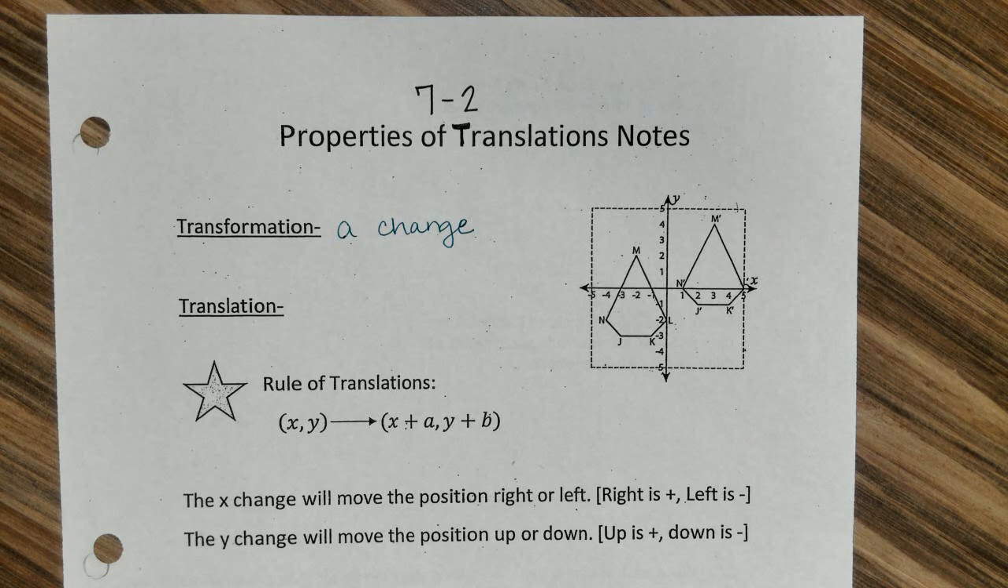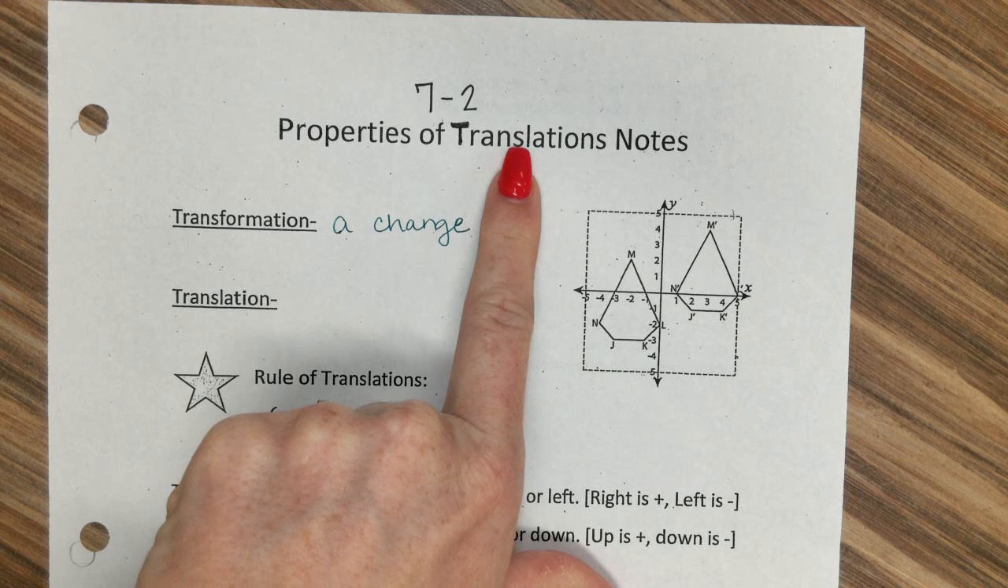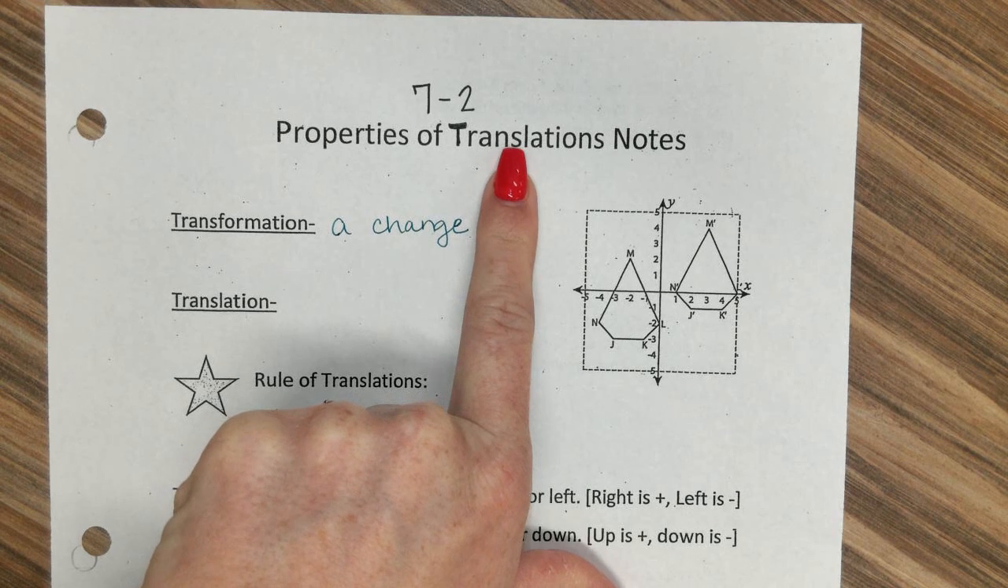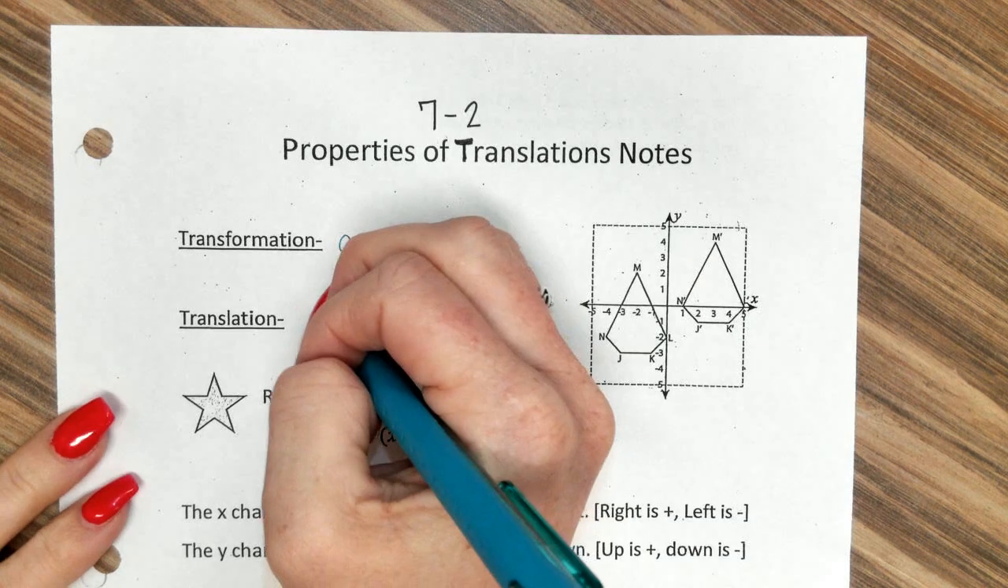We learned the 4 types of transformations yesterday, which were translations, reflections, rotations, and dilations. Today we are going to focus on which one? Translations. So we're only focusing on that one today. Okay, a translation, who remembers the common word for it? A slide.